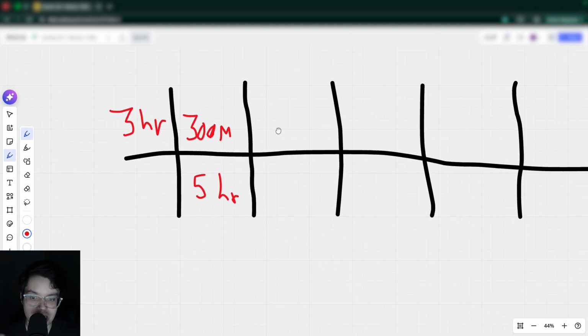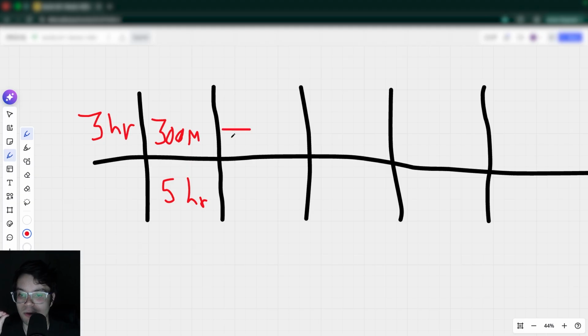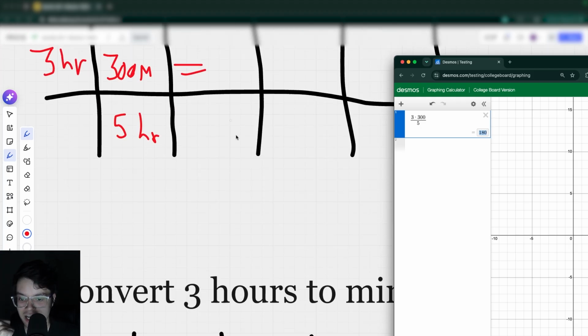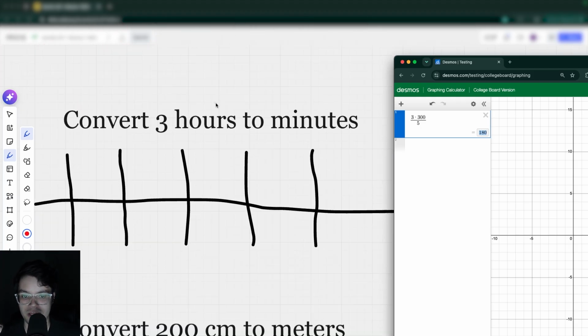I do that for as many units as I want, and then finally I put this all into Desmos. I multiply together the stuff on top and divide it by the stuff on the bottom. So this could look like 3 times 300 divided by 5. Therefore 180 would be the answer to this problem, 180 minutes. I guess I kind of already spoiled it, but yes, that is the answer.